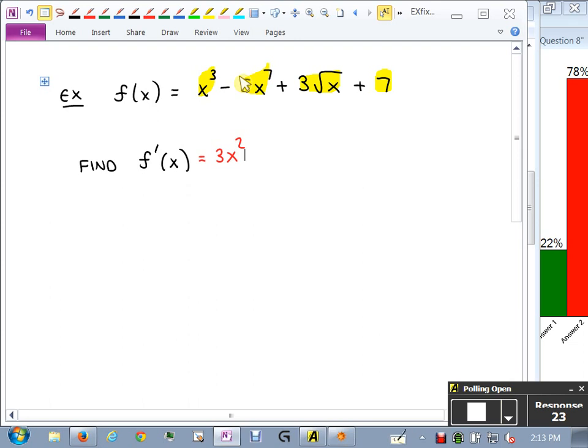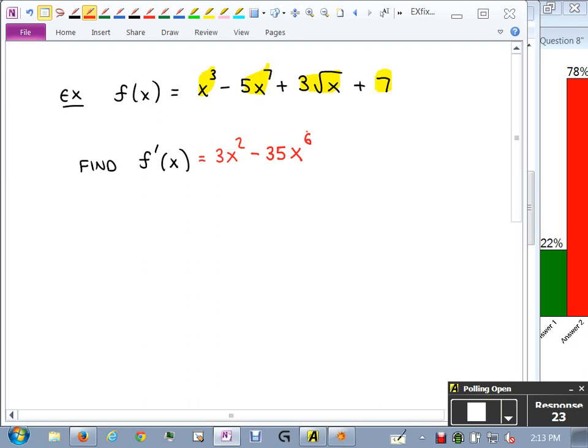What's the derivative of x to the 7th? 7 comes down, x to the 6th. But that 7 that came down must multiply times that negative 5. So it's going to be minus 35x to the 6th. Was that too much? Is that pushing too much there, or are y'all with me?